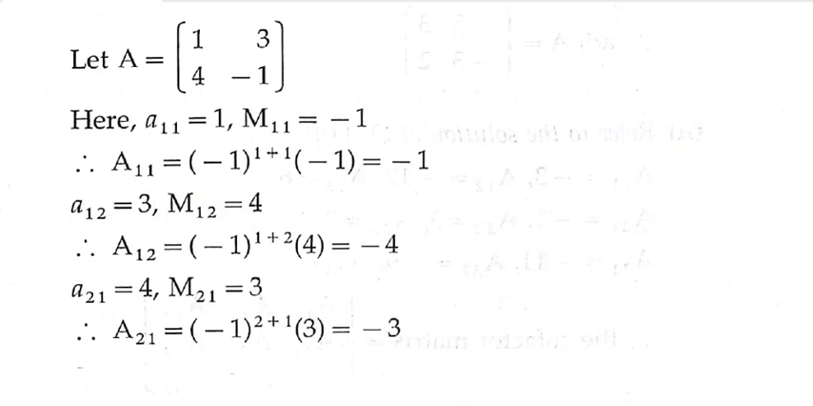Next is A21 is equal to 4. So A21 value lies in second row, first column. So delete that second row, first column. So we will get the minor M21, that is 3. And therefore with respect to cofactor A21 is equal to minus 1 raised to 2 plus 1 into 3, equal to minus 3. Next is A22. A22 is equal to minus 1. Therefore M22 is equal to 1.